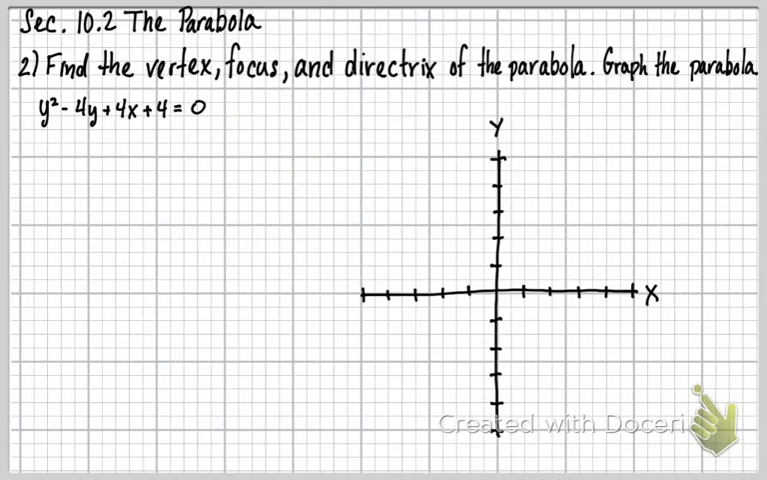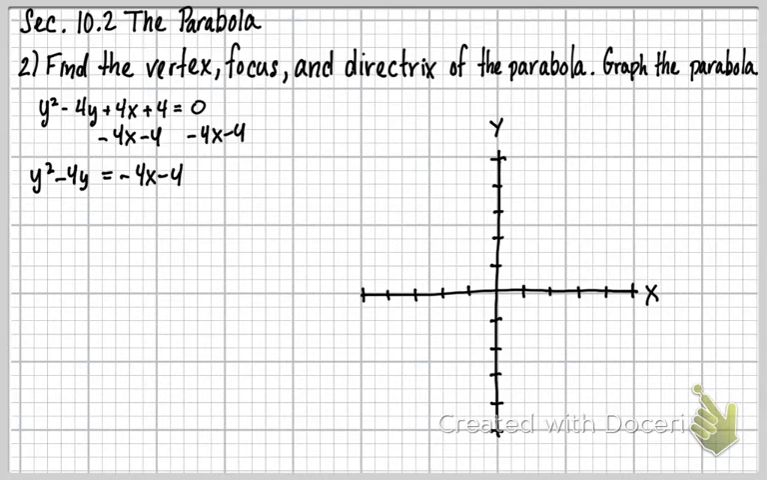So that simply means that I'm going to subtract 4x and subtract 4 from both sides. Because again, I just want to get all the y's by themselves. So minus 4x minus 4. So this is going to be y squared minus 4y equals negative 4x minus 4.